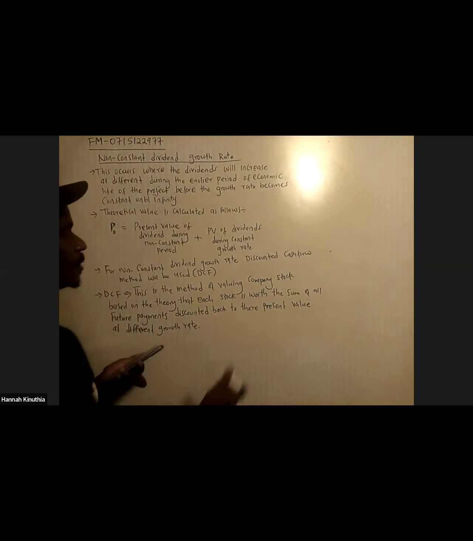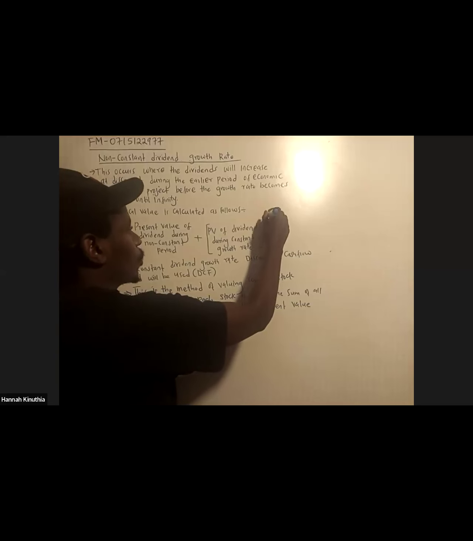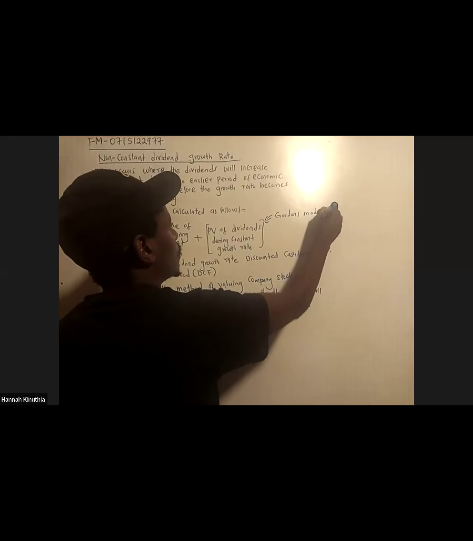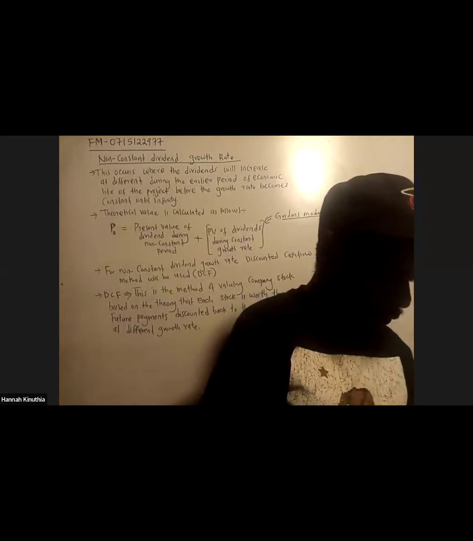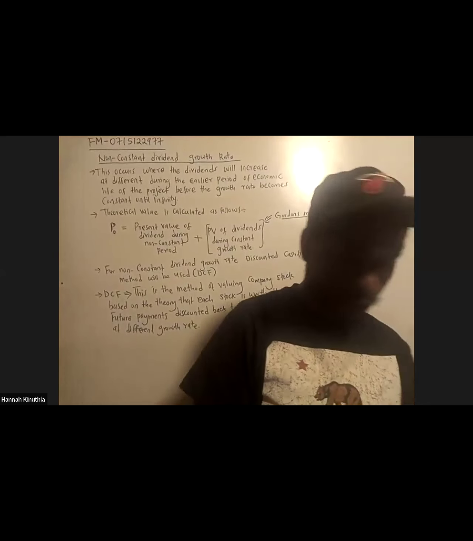So this is a combination of non-constant growth rate with the dividend growth rate. The Gordon's model is applicable in this part, from that part onwards. Let us do that question together.